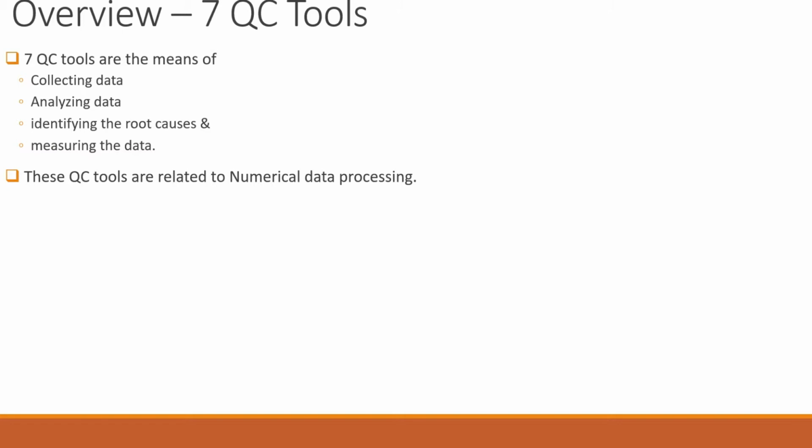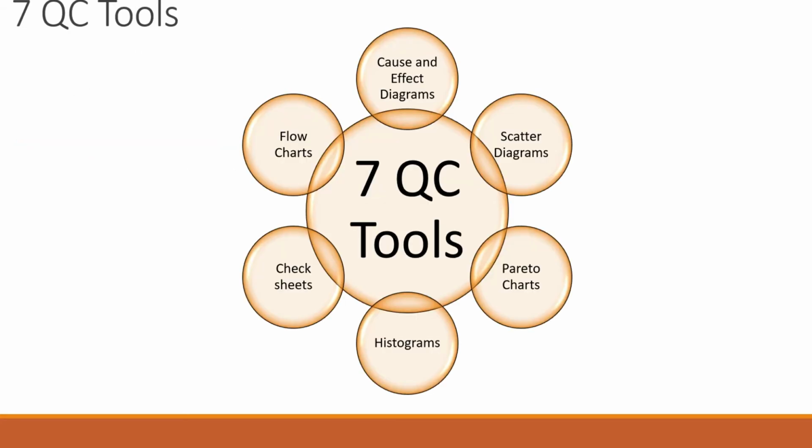Based on the numerical data for a certain period of time, you can analyze the data and identify the root causes based on that data. So this is the main purpose of the 7QC tools. So what are the 7QC tools? The first one is the Pareto charts, then the histograms, the check sheets, flow charts, cause and effect diagrams, also called the fishbone diagram or the Ishikawa diagram, and the seventh one is the scatter diagrams.